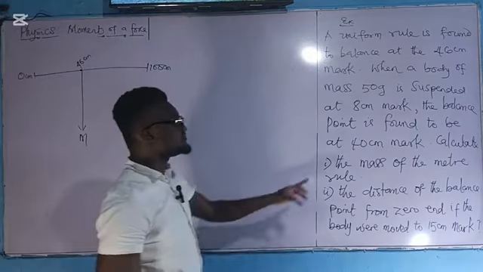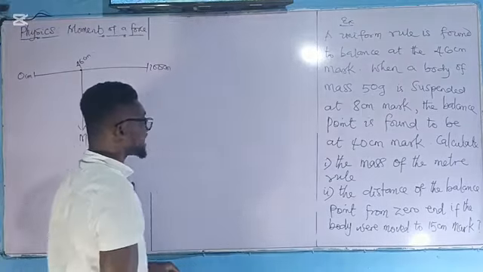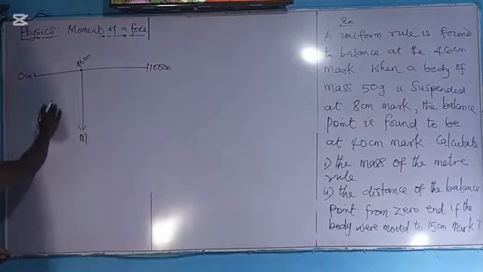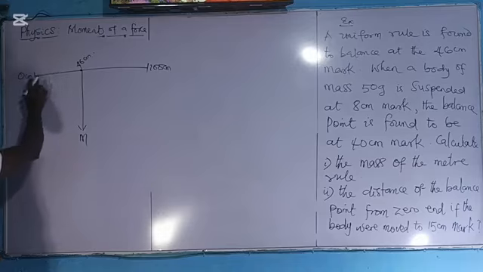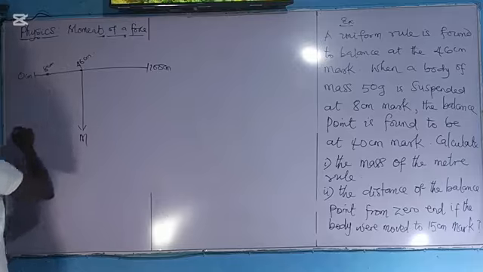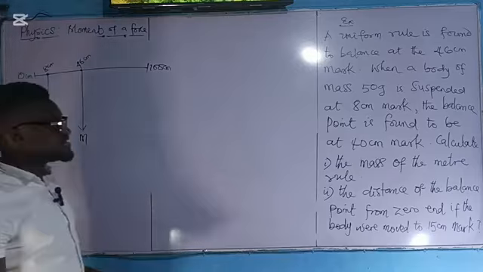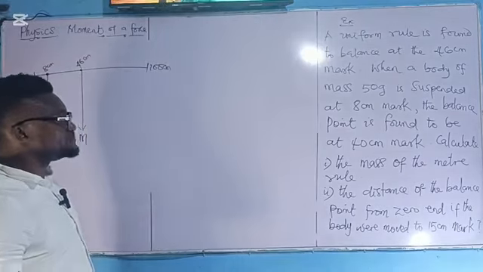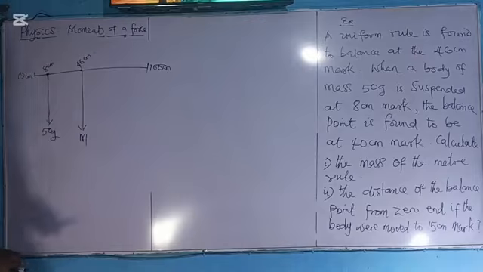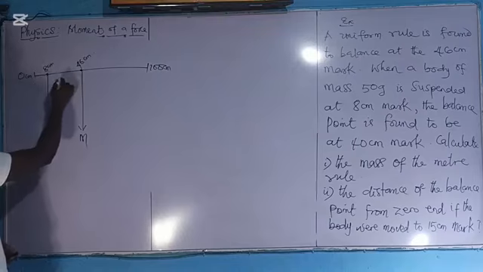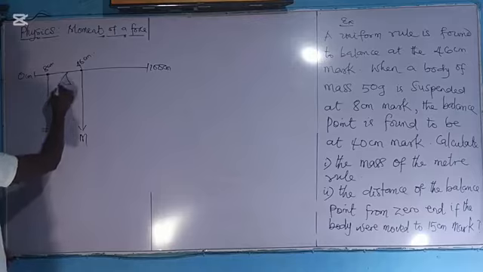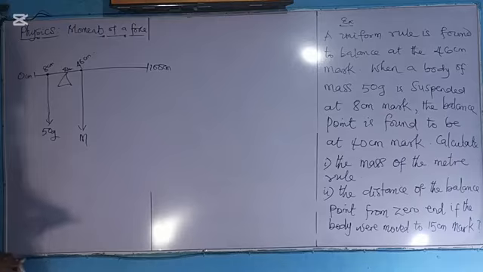Now, when a body of mass 50 grams is suspended at 8 cm mark, the 8 cm mark should lie between 46 and 0. So maybe we have it here, 8 cm mark. So a mass of 50 grams is suspended at 8 cm mark. The balance point is found to be 40 cm mark. The 40 cm mark should lie between 8 and 46. So we have the balance point at 40 cm mark, okay?